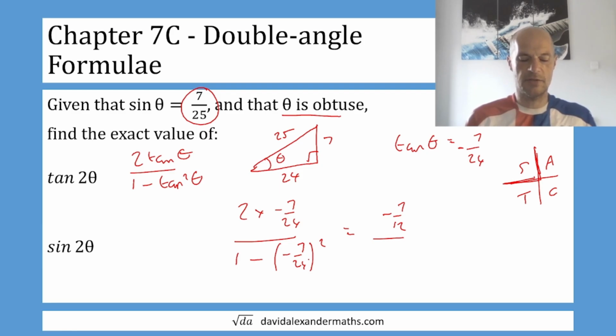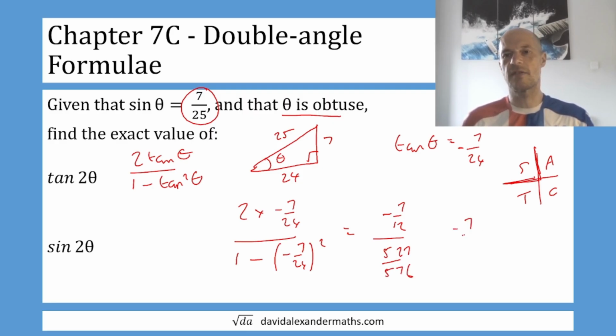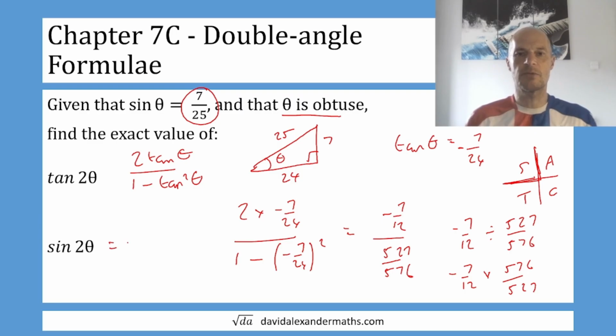So 7 times 7 divided by 24 divided by 24, that is 49 over 576. And if I take that away from 1, I get 527 over 576. So you might want to write this as minus 7/12 divided by 527 over 576. In other words, minus 7 over 12 times 576 over 527. So we know the answer will be negative.